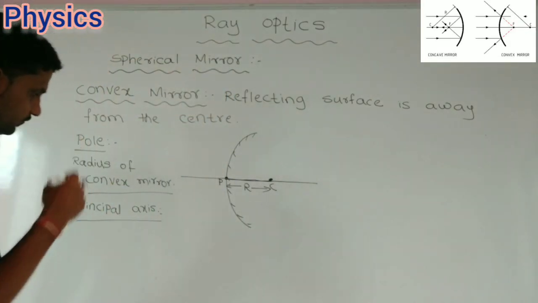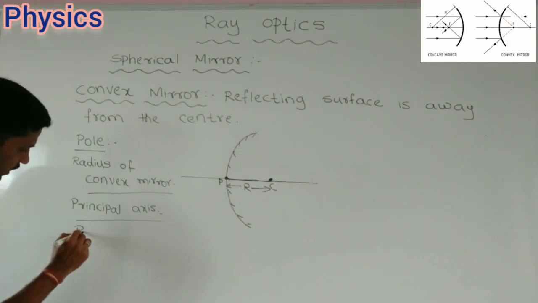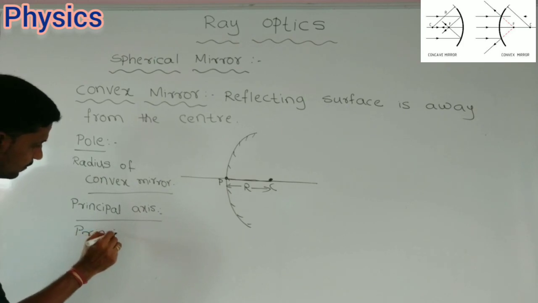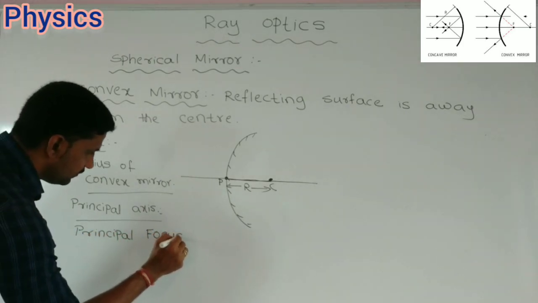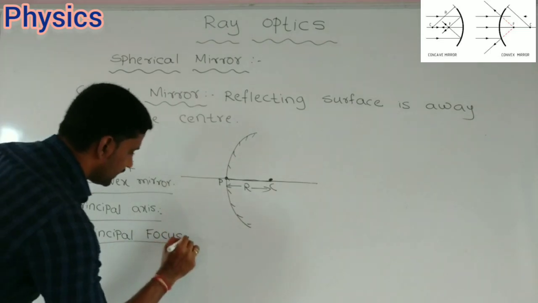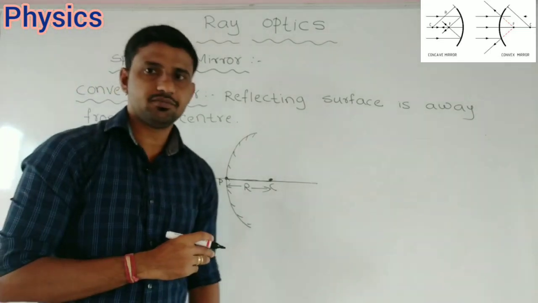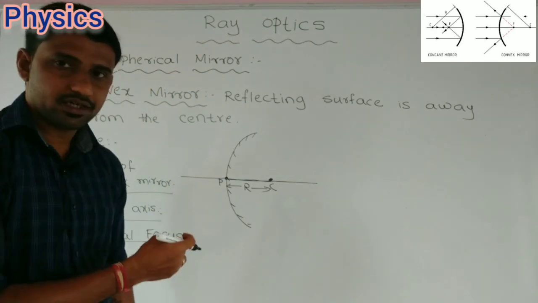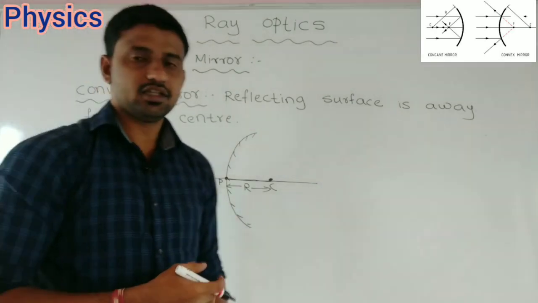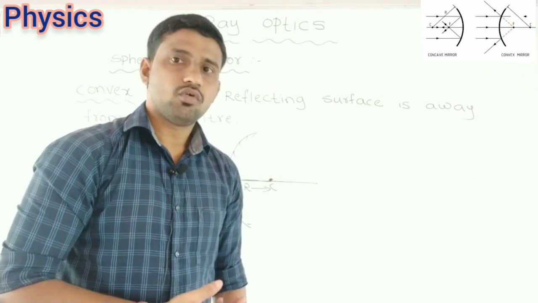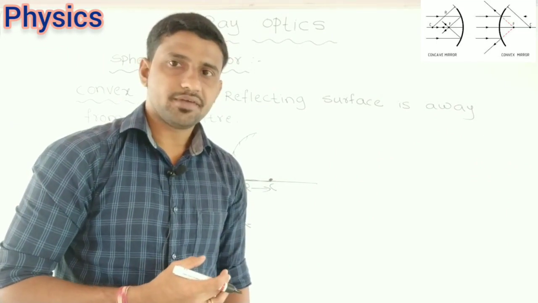Another term we use is principal focus. This is a little different compared to the concave mirror. Principal focus is a little different in the case of a convex mirror compared to the concave mirror. Then what is the principal focus in the case of a convex mirror?